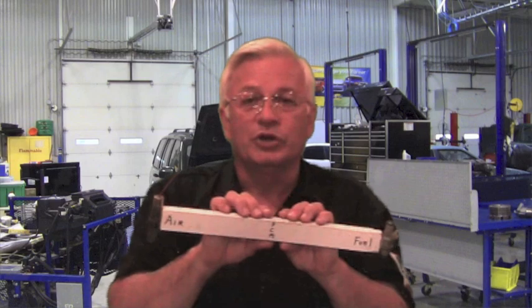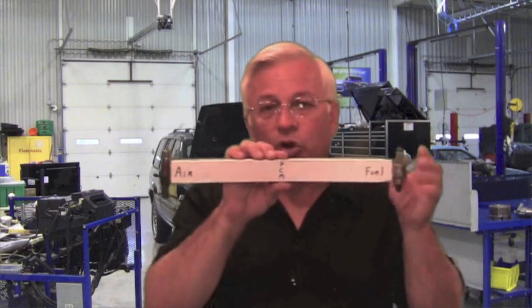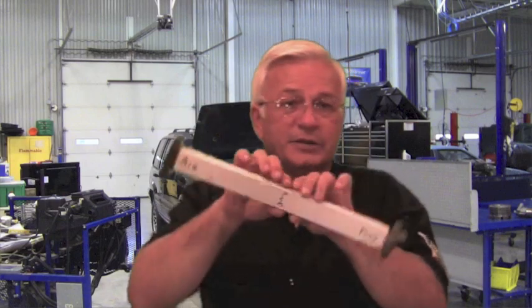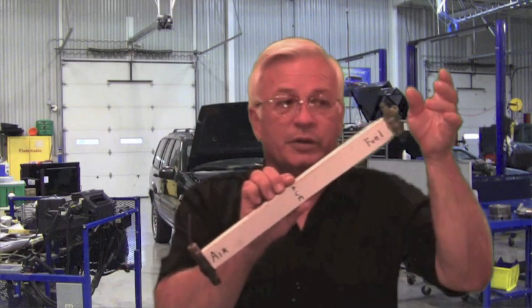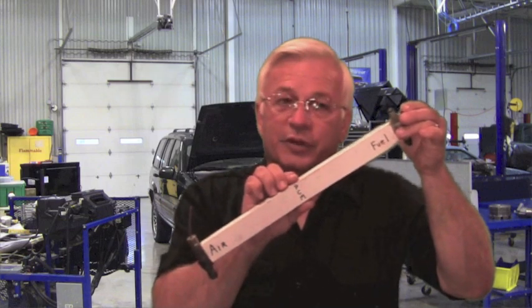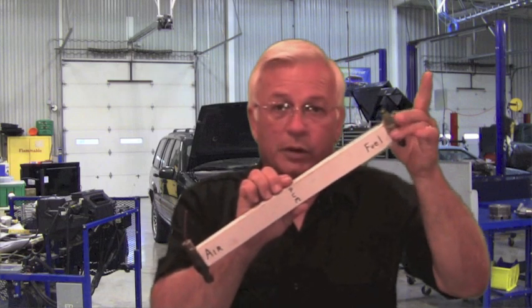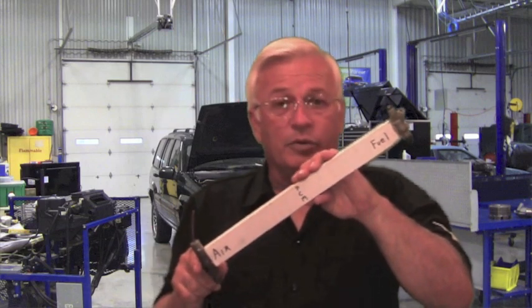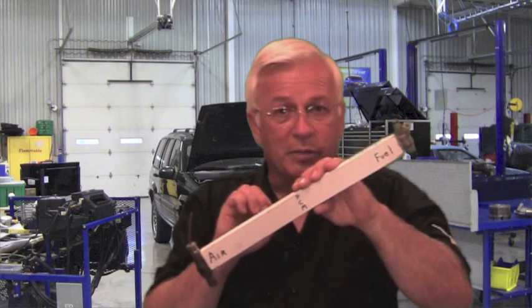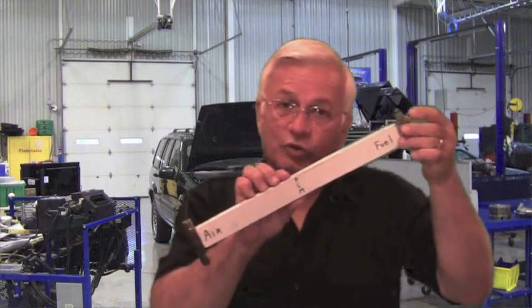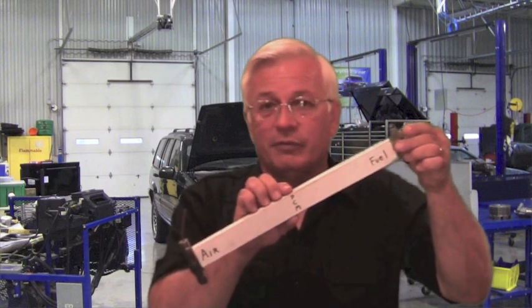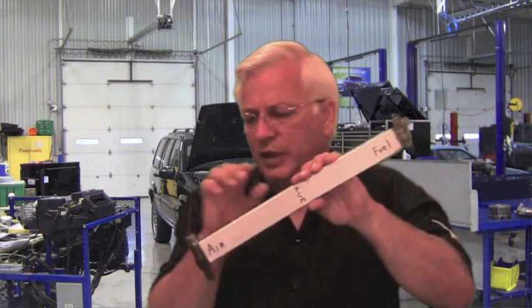Now what if we have a rich code? With a rich code, again, the computer's trying to balance. It can't balance anymore and it's stuck in the rich position. It can no longer balance, we have too much fuel. Or do we really have too little air? It could be either or. That's where it's complex. Simple but complex. Do we truly have too much fuel? Do we have a leaking fuel injector, a leaking fuel pressure regulator? Or do we have a dirty air filter and we're just not getting enough air?